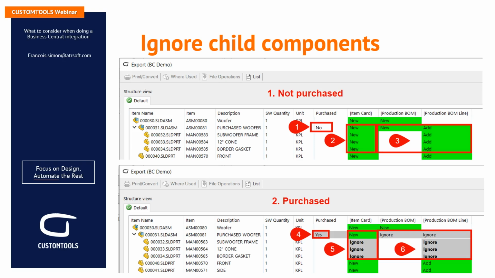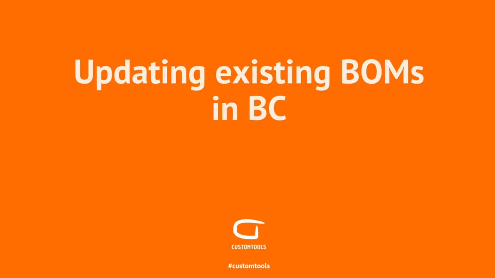If we have a purchased assembly in SOLIDWORKS, we can define that no bill of material should be created for that assembly. This is because the purchased assembly is represented as a single item in Business Central, and there is no need to create items for its child components. This behavior can be controlled using an attribute. For example, the property purchase can be used to determine how child components are handled during the export process.